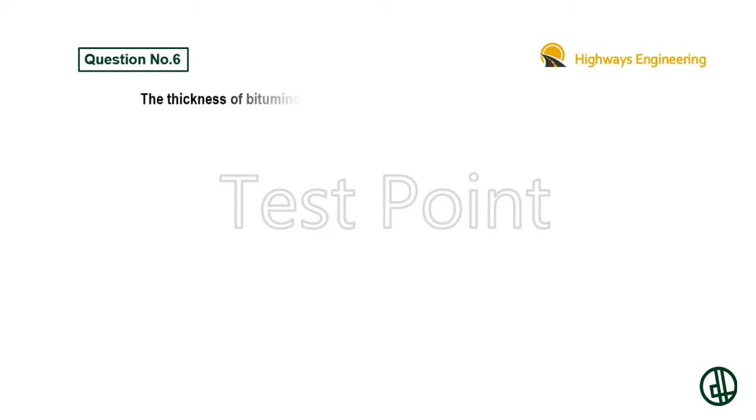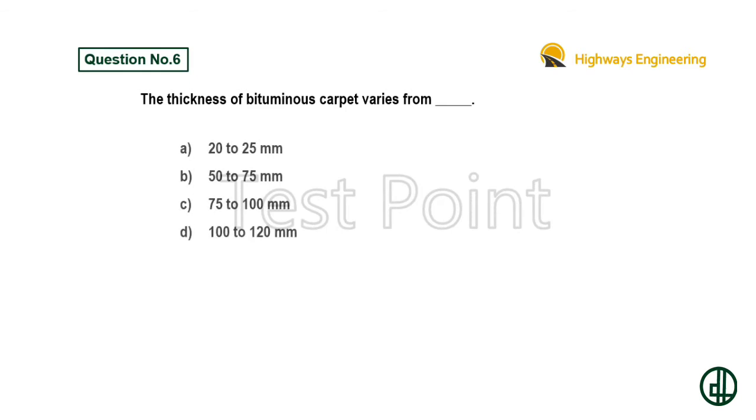Question number 6. The thickness of bituminous carpet varies from. Option A, 20 to 25 mm. Option B, 50 to 75 mm. Option C, 75 to 100 mm. Option D, 100 to 120 mm. Answer is option A, 20 to 25 mm.